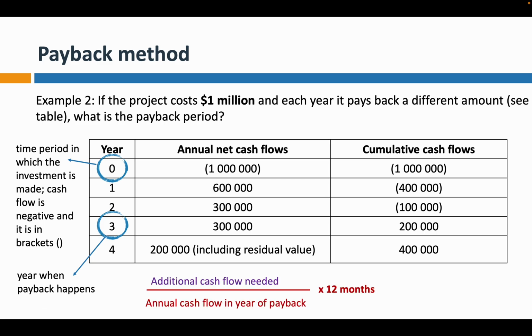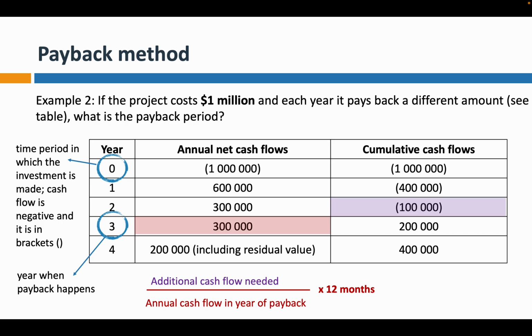Now, what we need to do in order to calculate the amount of months that it takes to pay back is use this formula: additional cash flow needed divided by annual cash flow in year of payback. So the purple one is the additional cash flow needed. After 2 years we still need $100,000 to get to payback, divided by $300,000. That is how much we would get in that specific year. Then we multiply it by 12 and we get 4.